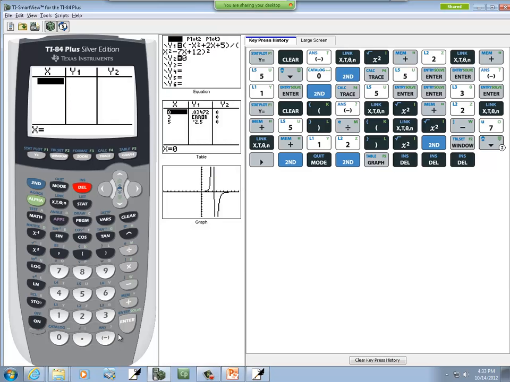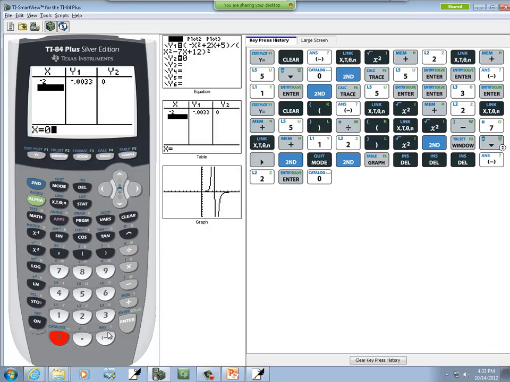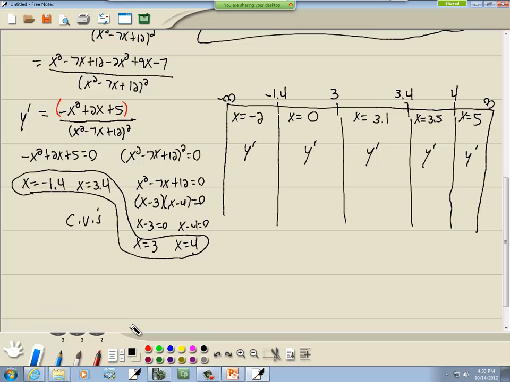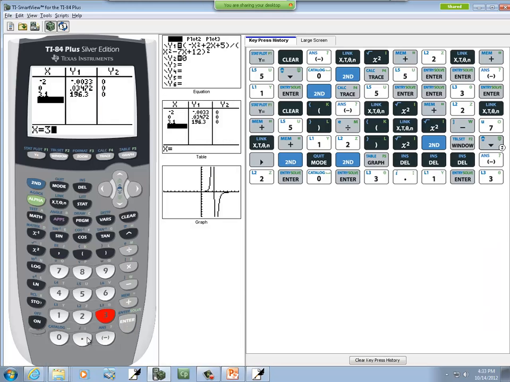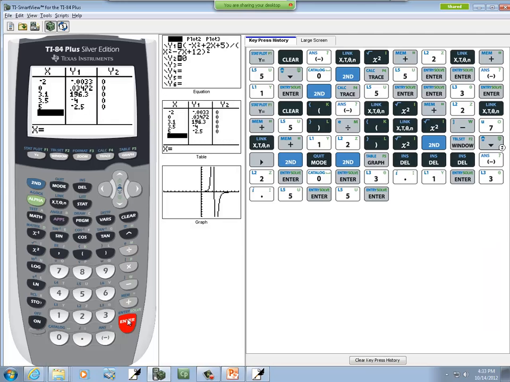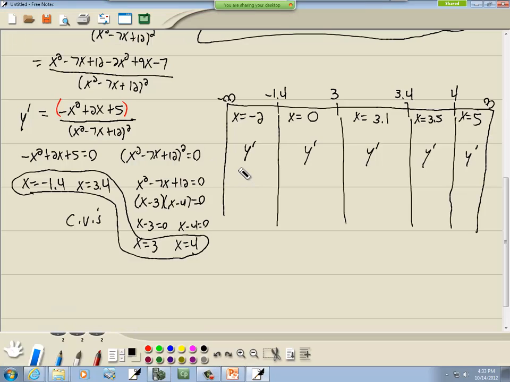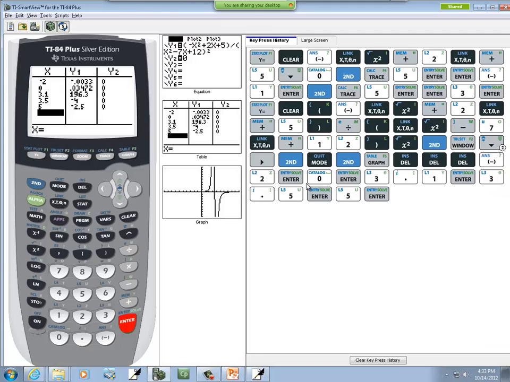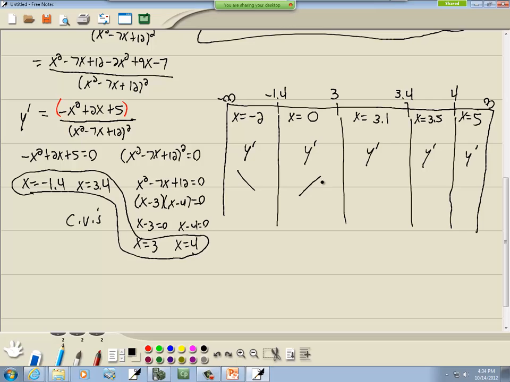Now let's put in negative 2. Let's put in 0, 3.1, 3.5, and 5. Okay, so I put negative 2 in, I got a negative, so this is decreasing. Now 0, I get a positive, so this is increasing.